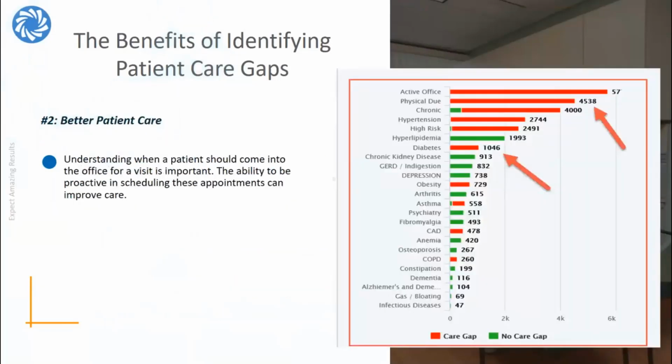Number two, it leads to better patient care. Understanding when a patient should come into the office for a visit is important. Patients need services, and the ability to be proactive in scheduling these appointments can improve that care. You can see in the graph here, you can look and quickly see where patients need that care, and how many patients in the practice need that service. We're going to go into how this breaks down a little bit later.